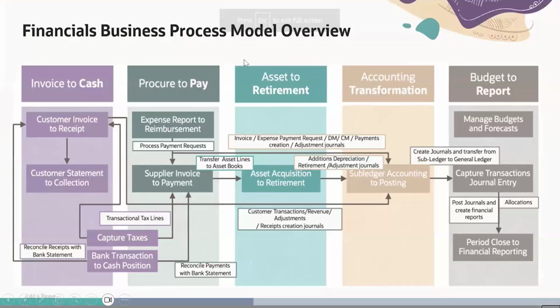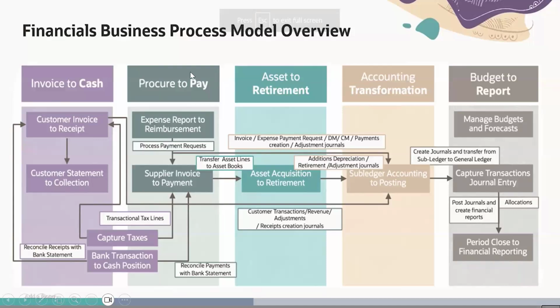Here you can see the high level information, whatever we discussed. Invoice to cash, procure to pay, asset to retirement, everything will be transformed to GL here. You can see first invoice to cash: customer invoice creation and receipt creation. It is transforming to subledger accounts. Here you can see the arrow mark: customer transaction, adjustments, revenue, receipt creation, and journal entry. Journal entry will be transformed through accounting transformation. It will transform to GL reporting.